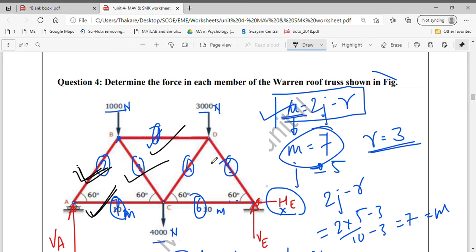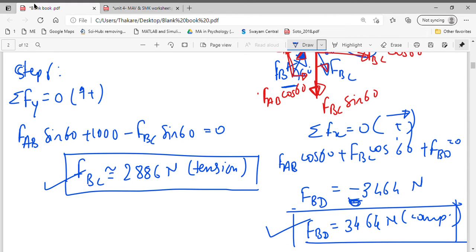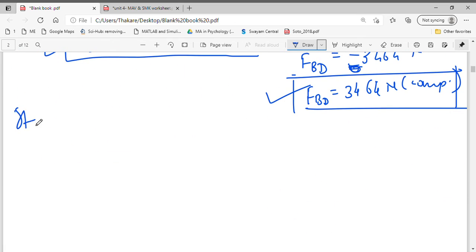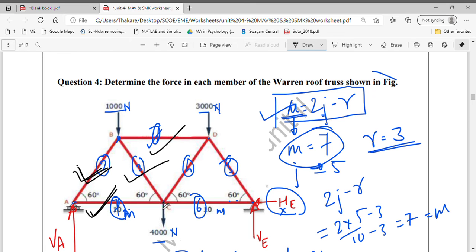Now we have these three members remaining. Let us consider joint C. That will be our step 7. Step 7, we consider the FBD of joint C. On joint C, you have one vertically downward acting force of 4000 newtons, one horizontal. This AC we already know, BC we know. We have to determine CD and CE.